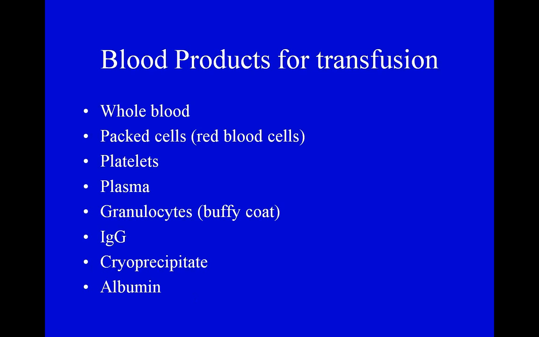Albumin has some possibility of transfer of blood-borne diseases, because albumin is known for, I guess, not being able to be screened. It's screened well, but there are some of these products that have to be given fresh. They can't be stored. One of those is granulocytes or buffy coat. White blood cells can't sit around like red blood cells and be stored, so we have to give you fresh blood. And that fresh blood has not had time to have all the testing done on it.